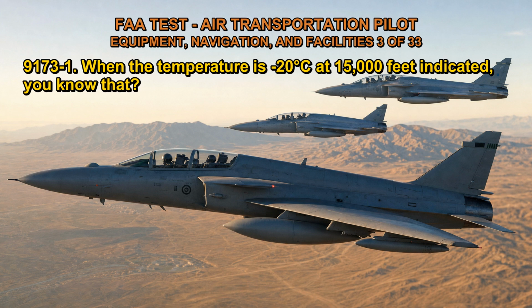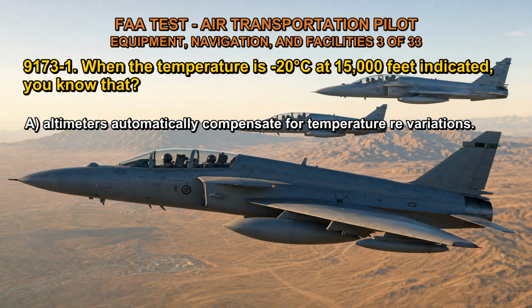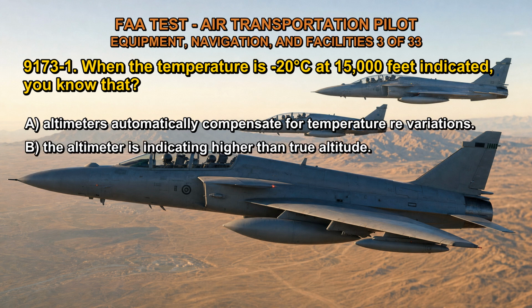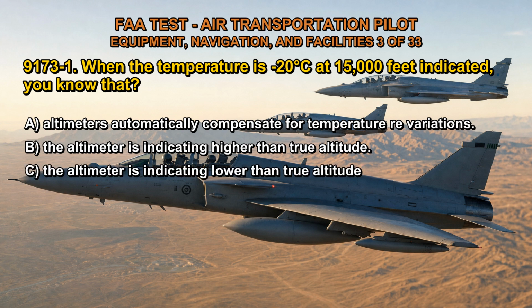Q9173-1. When the temperature is minus 20 degrees Celsius at 15,000 feet indicated, you know that? A. Altimeters automatically compensate for temperature variations. B. The altimeter is indicating higher than true altitude. C. The altimeter is indicating lower than true altitude.